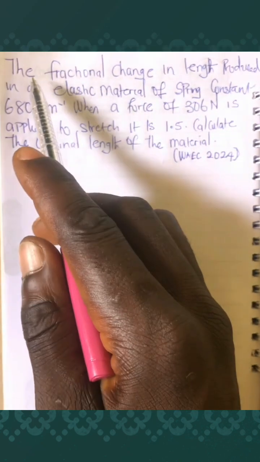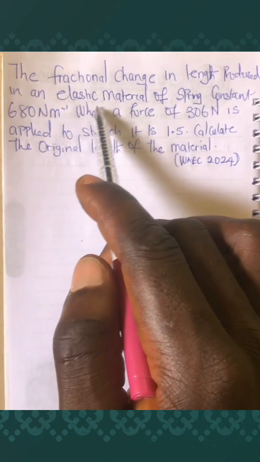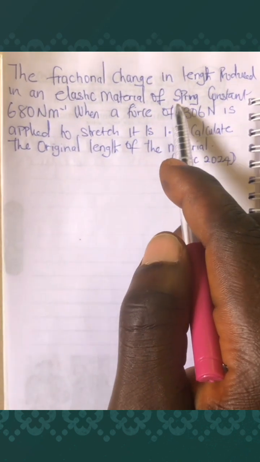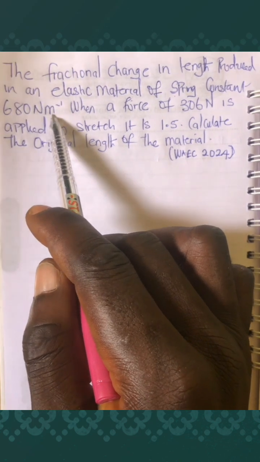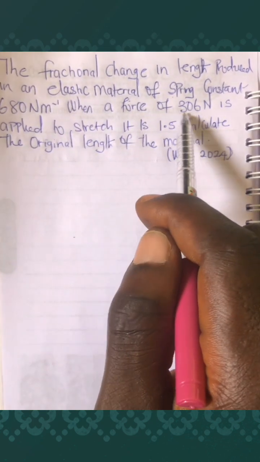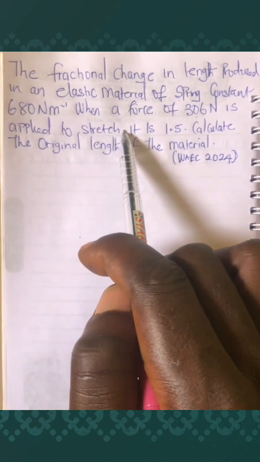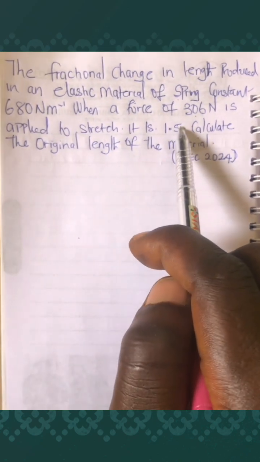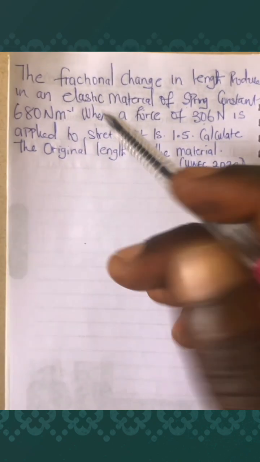The question says the fractional change in length produced in an elastic material of spring constant 680 Newton per meter, when a force of 306 Newton is applied to stretch it, is 1.5. Calculate the original length of the material.